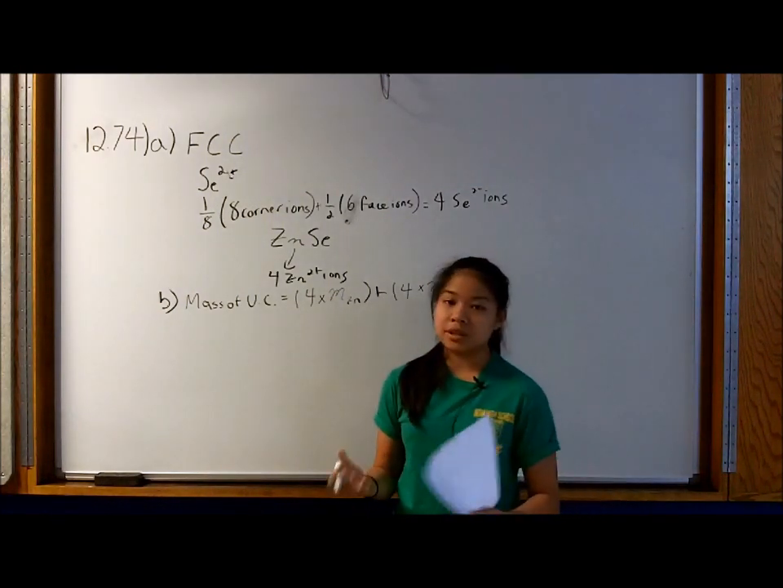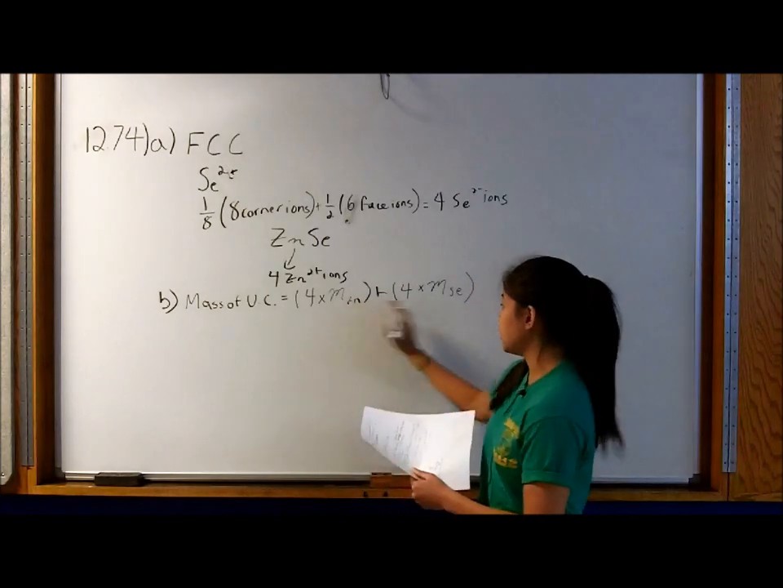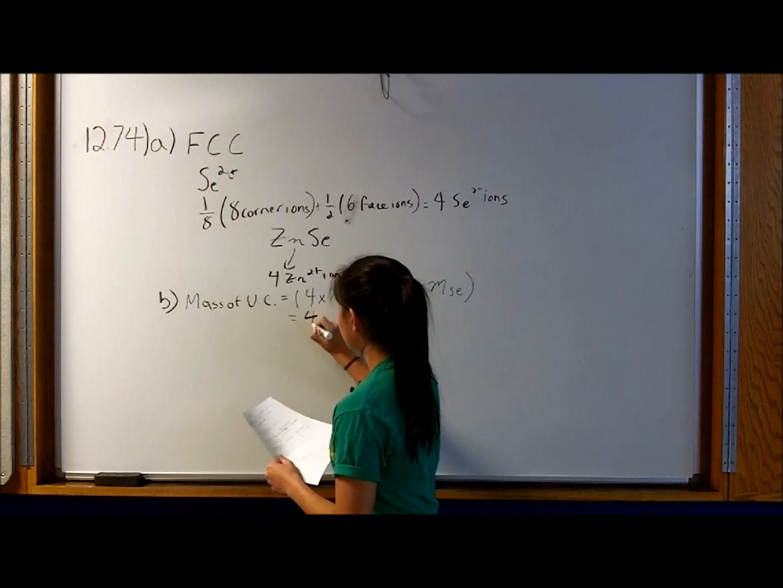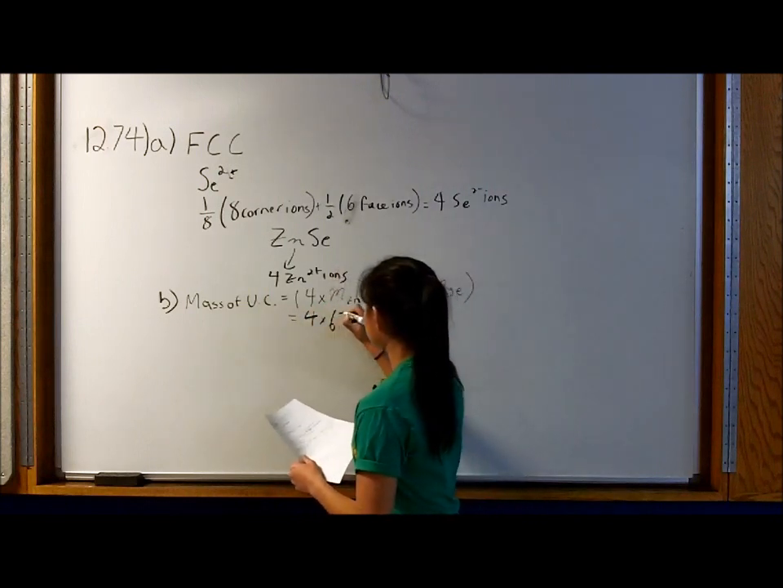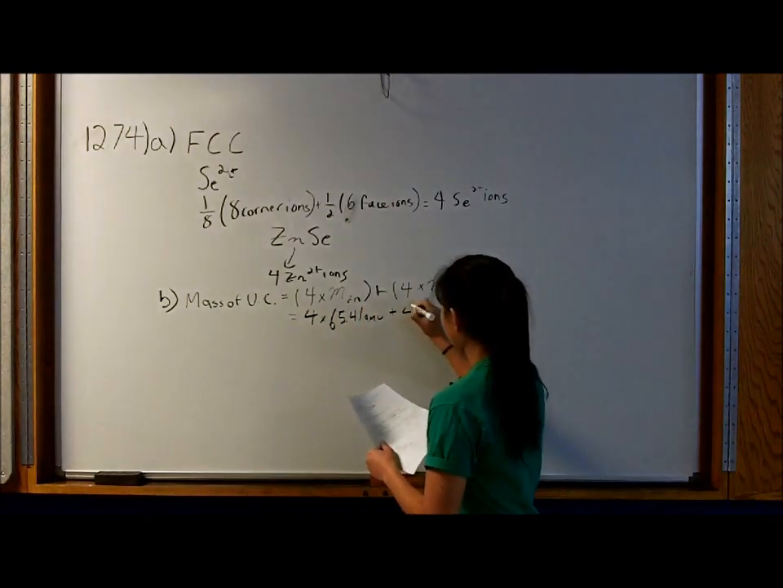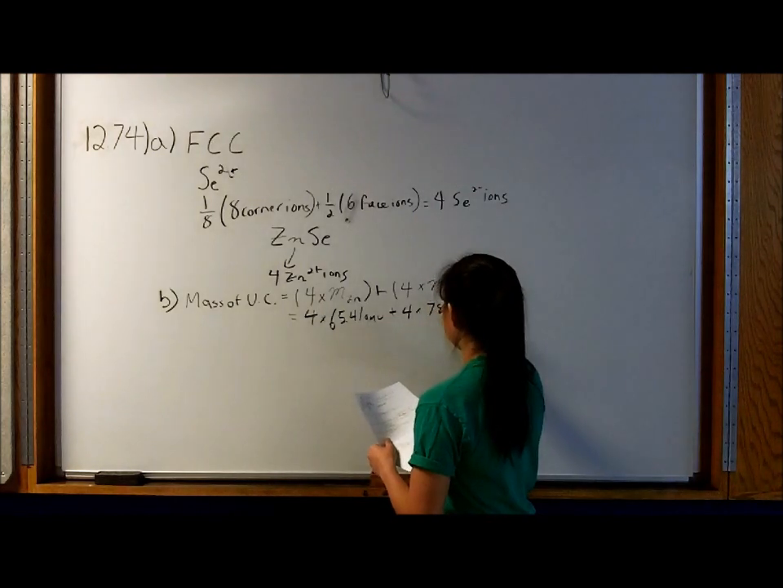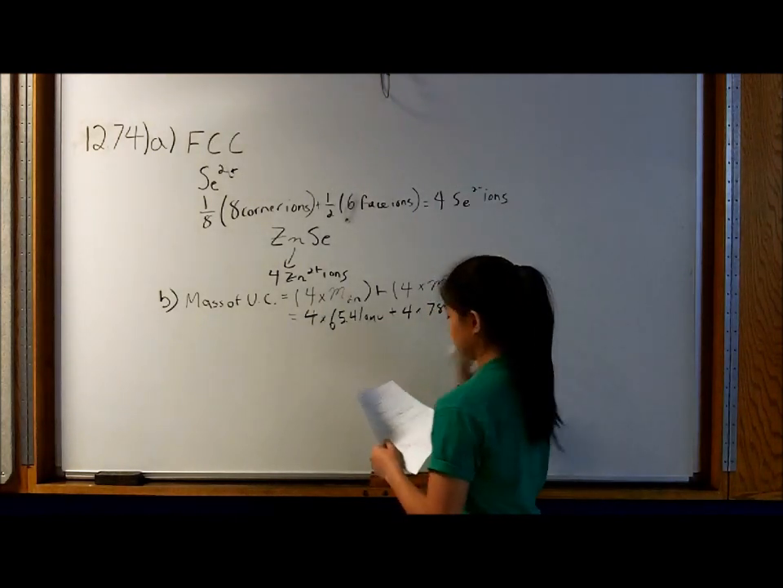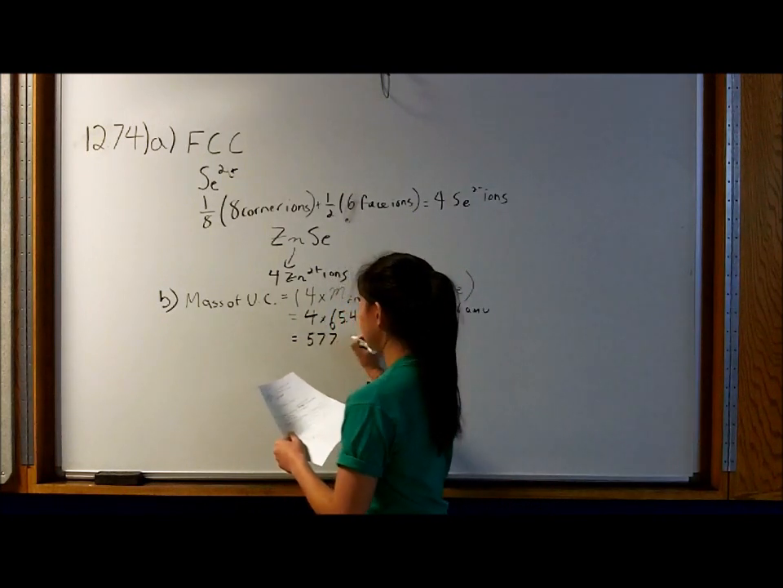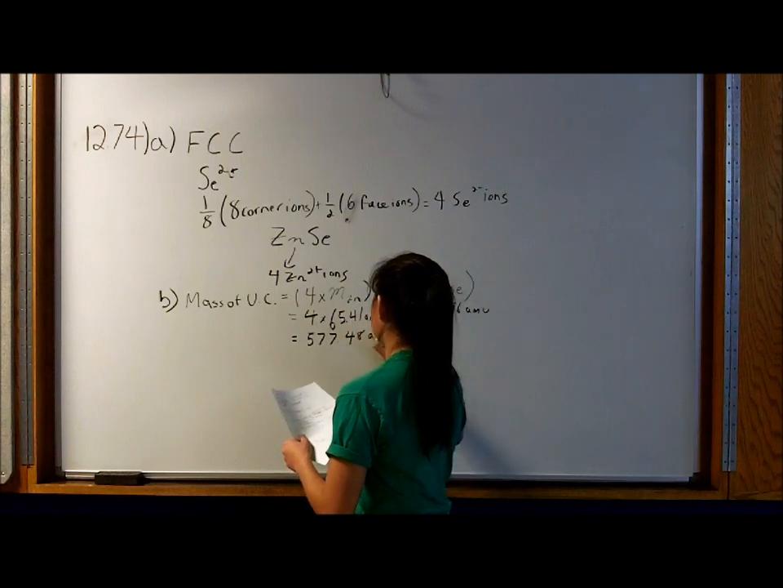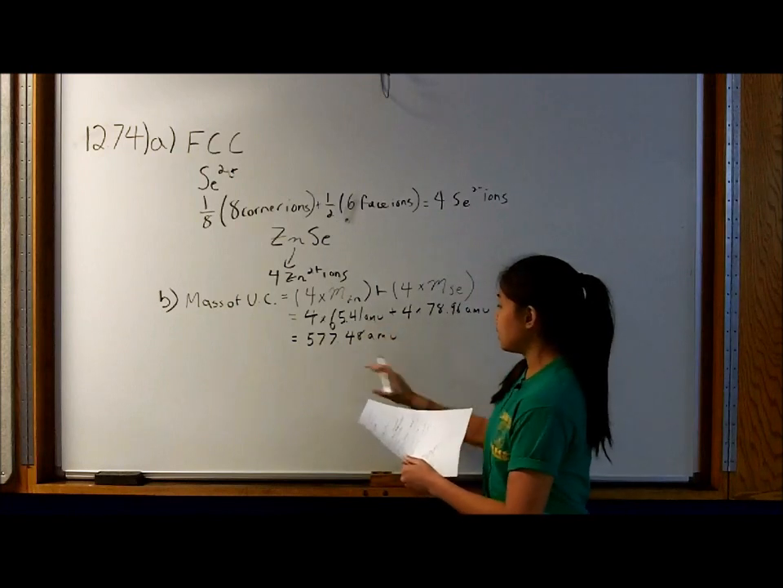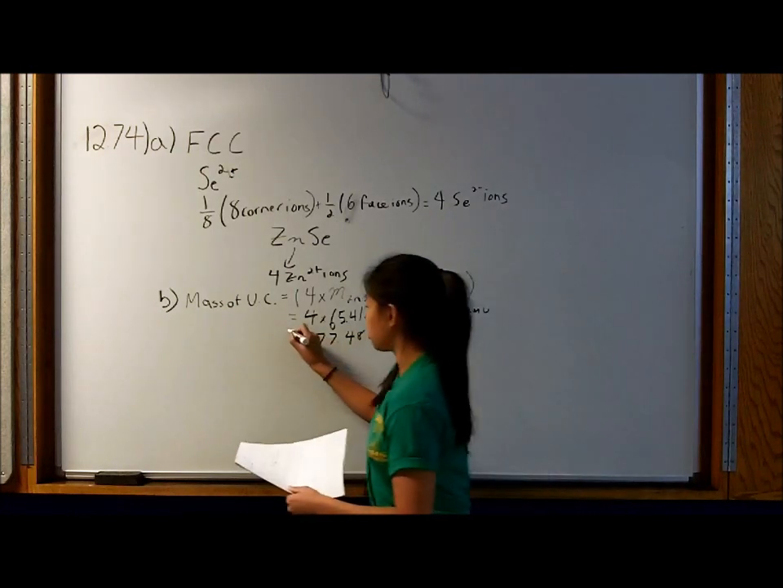Then you just look at your periodic table to get those values of zinc and selenium. So now you just have 4 multiplied by 65.41 AMU plus 4 multiplied by 78.96 AMU. And you add those together, and then you get 577.48 AMU. You can look at the significant figures and see that it adds up correctly. So this is going to be your answer for part B.